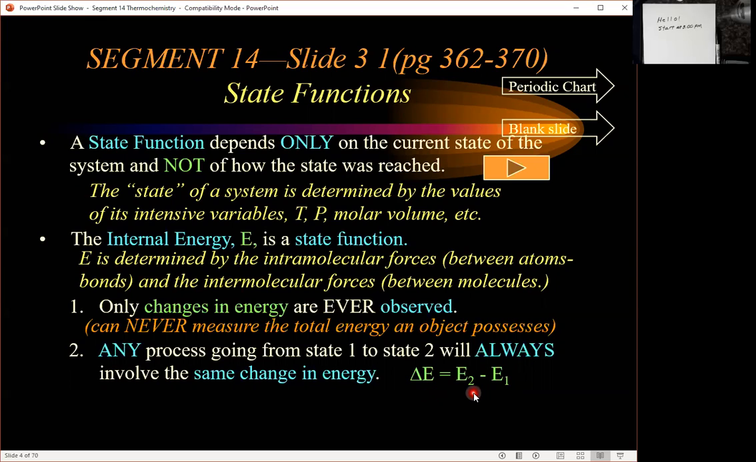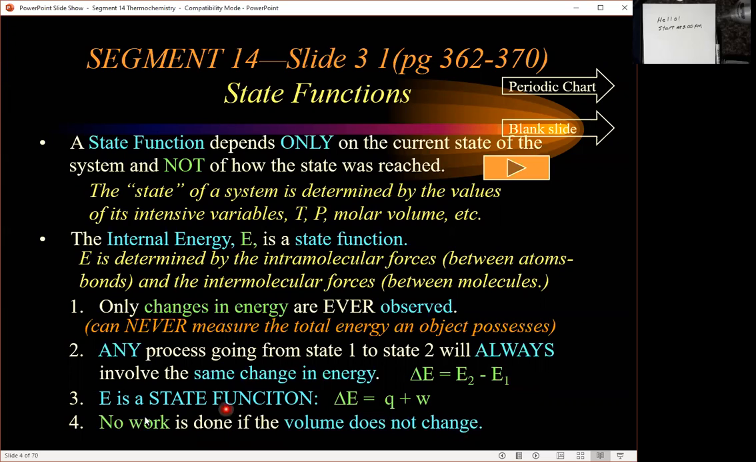So it doesn't do us any good to say, okay, I measured 100 kilojoules in a process. What was the initial energy and what was the final energy? Well, pick any two numbers you want that differ by 100 kilojoules. That's a possible answer. So we can't get absolute energies. That's the important takeaway. So delta E is a state function, and we saw from the first law, it's Q plus W.